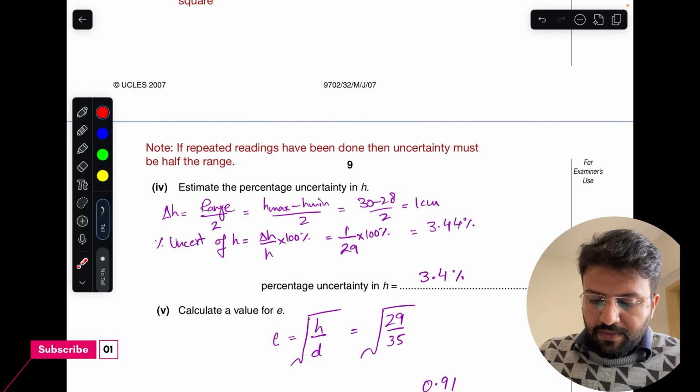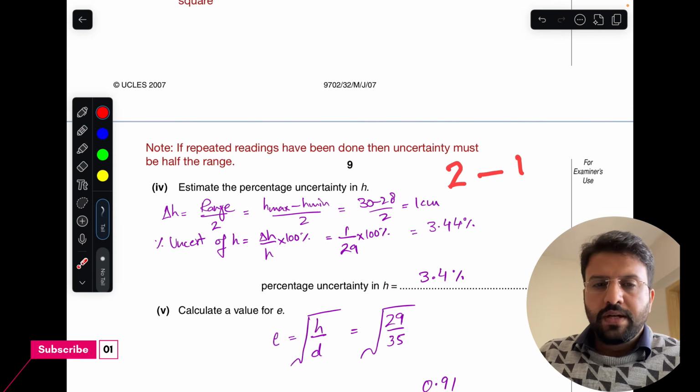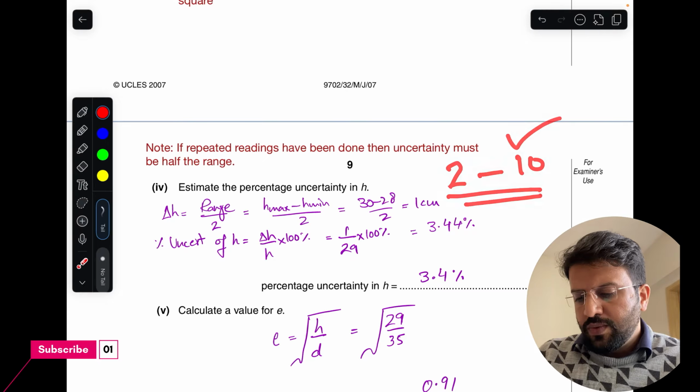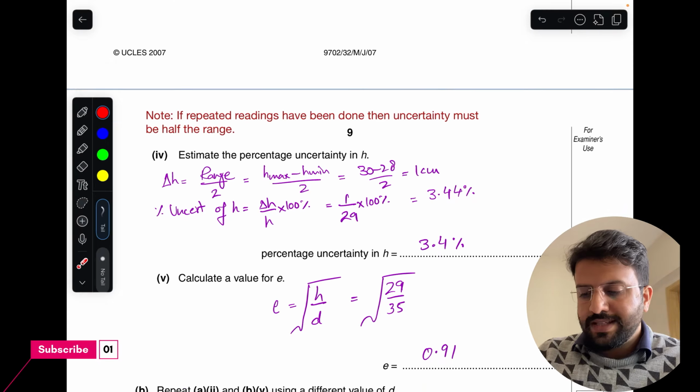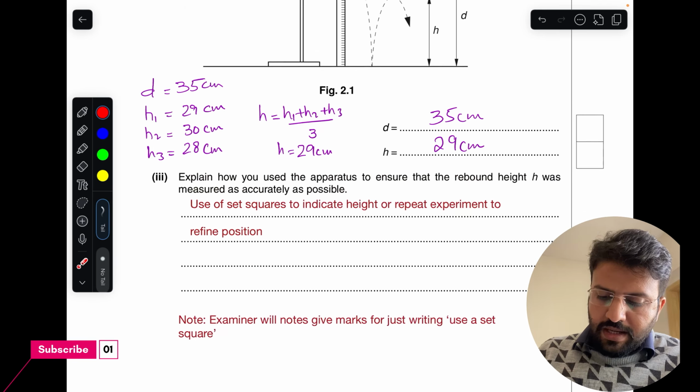For percentage uncertainty, you have to divide the absolute uncertainty by the measured value and multiply by 100. So you will get 1 over 29 multiplied by 100. This is 3.44. Any value within the range of 2 to 10 for this question is acceptable to the examiner. Then you have to find E.